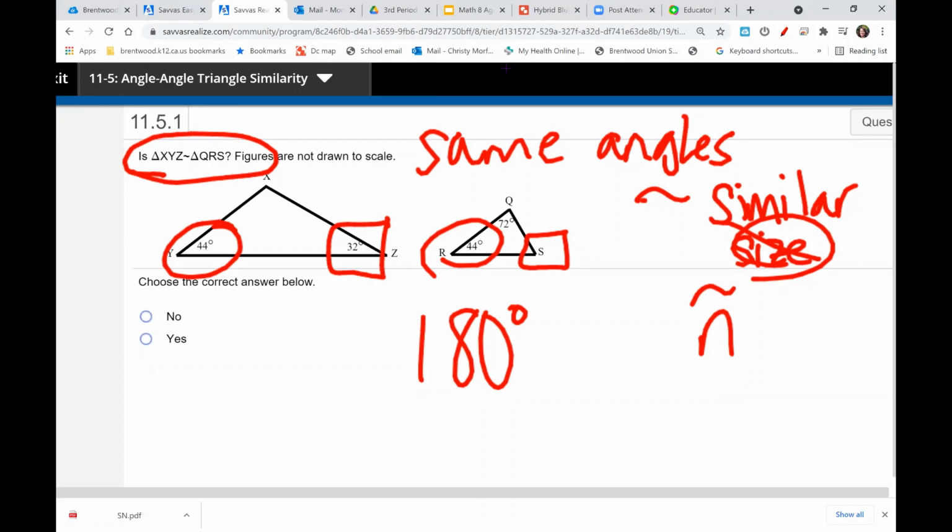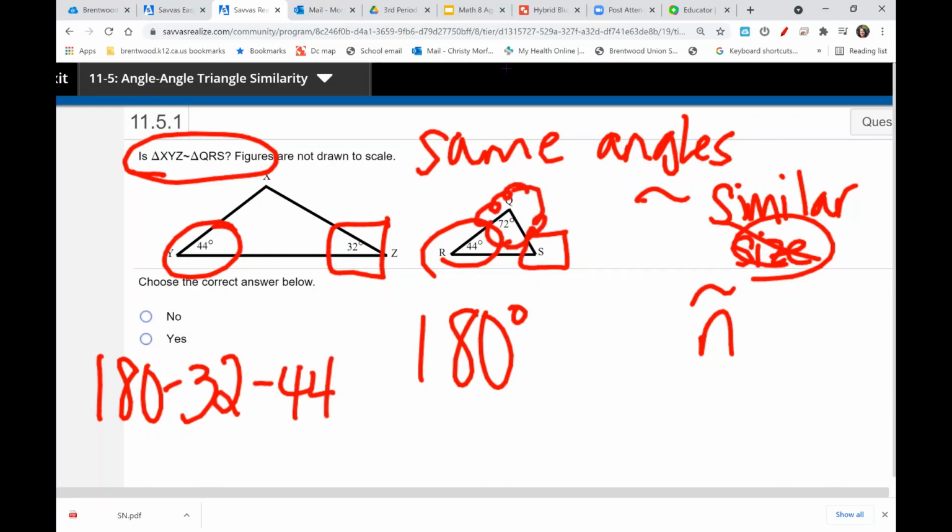So they've given you two pieces of information for each triangle. So you could use whichever one you wanted. If you want to use the larger triangle, you would do 180 minus 32 minus 44. And hopefully that equals 72. That's what we need this one to be. Does this one equal 72? Or does that one equal 32? It's our job to figure out.